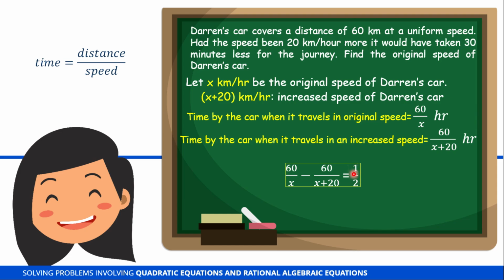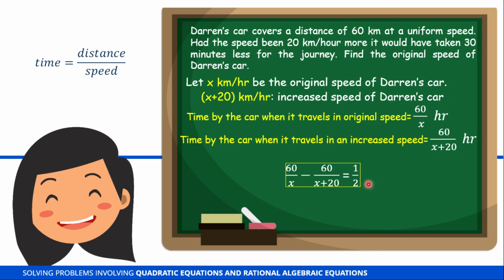Ilan ba yung mare-reduce na time? Ang nakalagay dito sa ating problem ay 30 minutes. So, i-convert natin yan into hours. So, naging 1/2 yung ating 30 minutes, kalahating oras. Okay? So, eto na ngayon yung ating magiging equation.